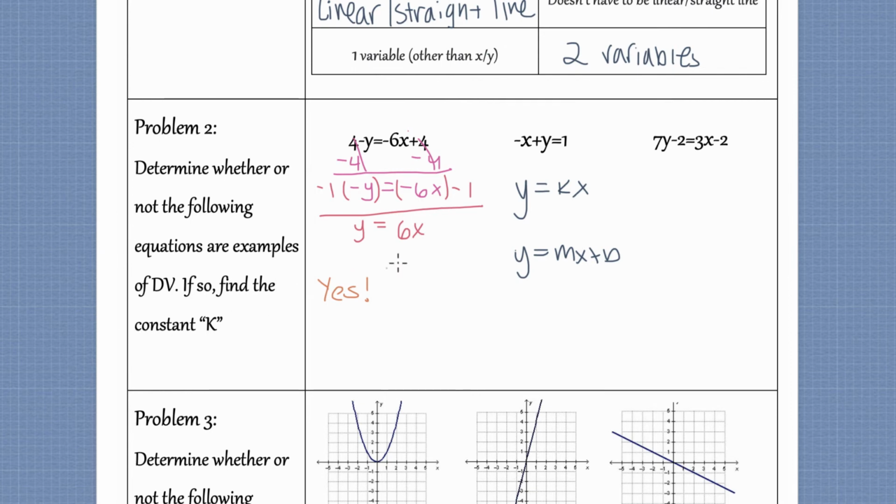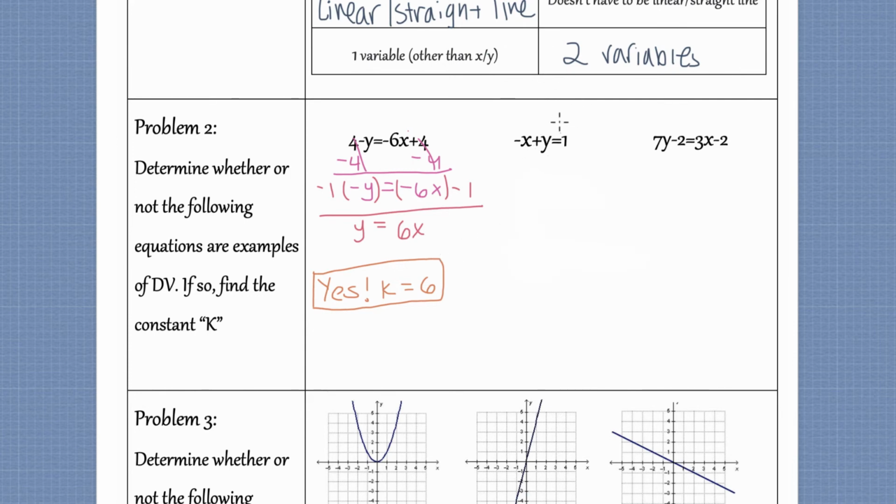It also tells us to find the constant k if it is a direct variation equation. Remember, in direct variation, k is just the slope, and so if we look at the equation over here, 6 is in front of the x. So that means 6 is our slope. So k is going to be equal to 6. And so that is our answer for our first one. So using the same method, we are going to solve the rest of ours. So let's move on to the next problem.